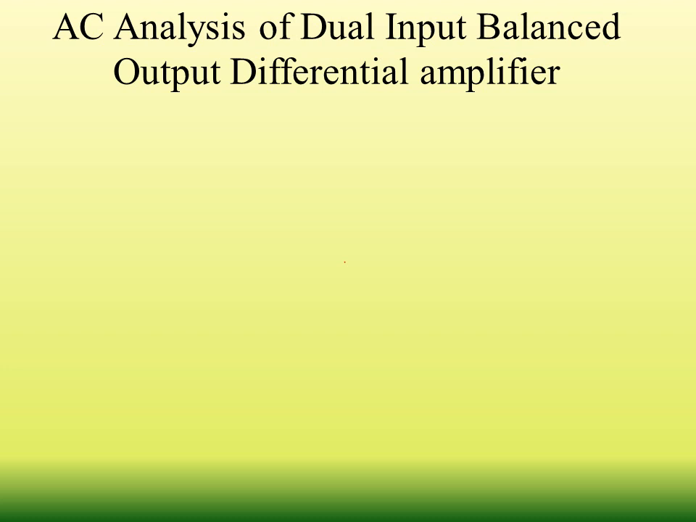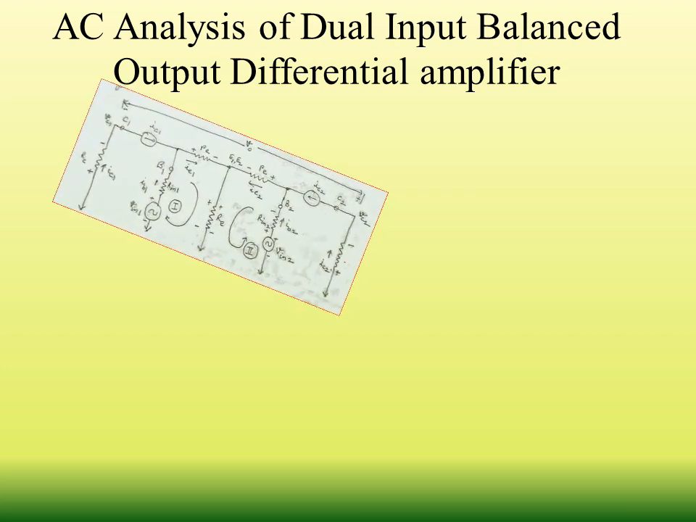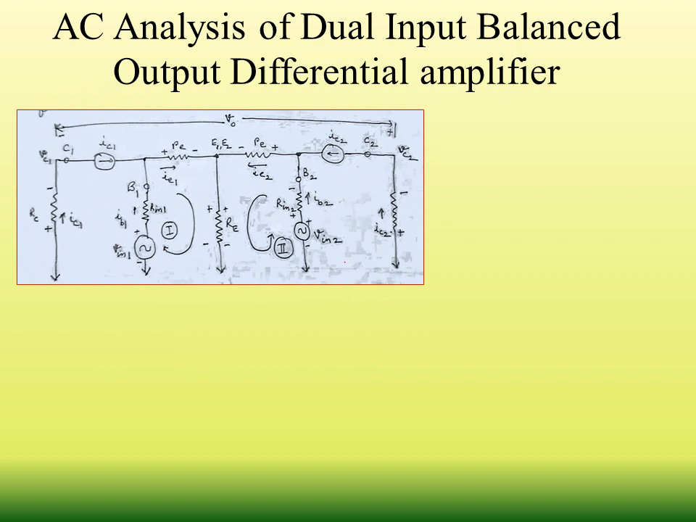So we will carry out AC analysis of dual input balanced output differential amplifier. This is the AC equivalent circuit of the dual input balanced output differential amplifier. On looking at the diagram, on the left hand side is the equivalent circuit of the first section of the differential amplifier, and on the right hand side is the second section of the differential amplifier. These are represented by Q2, and the related terms are all represented by symbol 2. The Q1 transistor's terms are all represented by symbol 1.